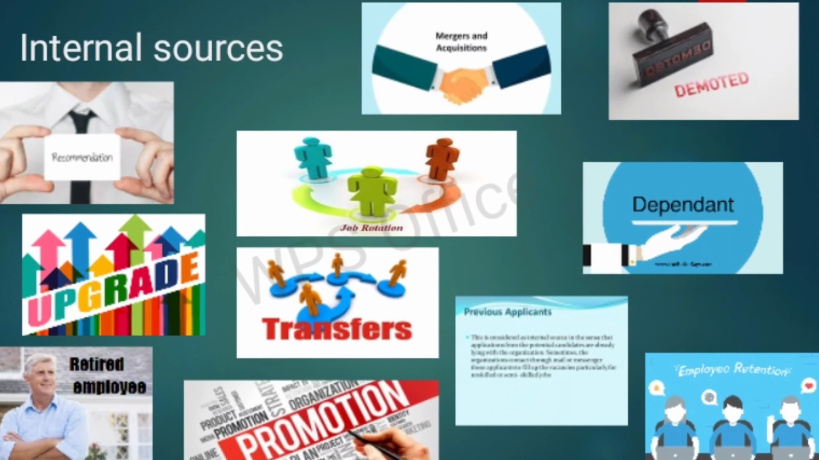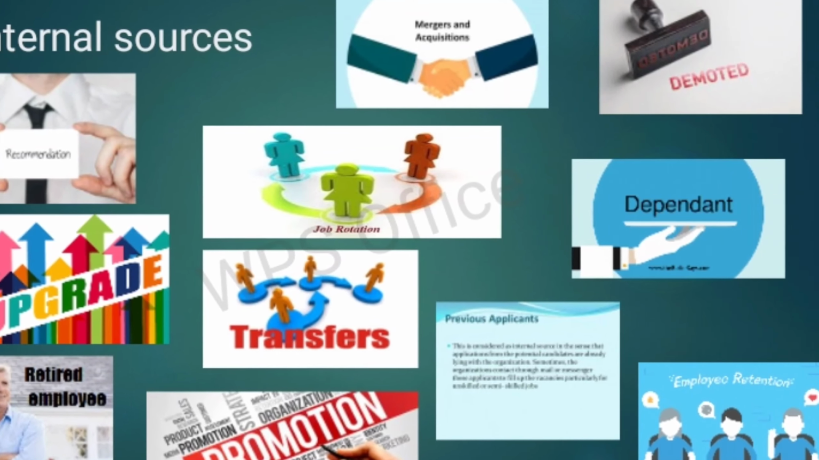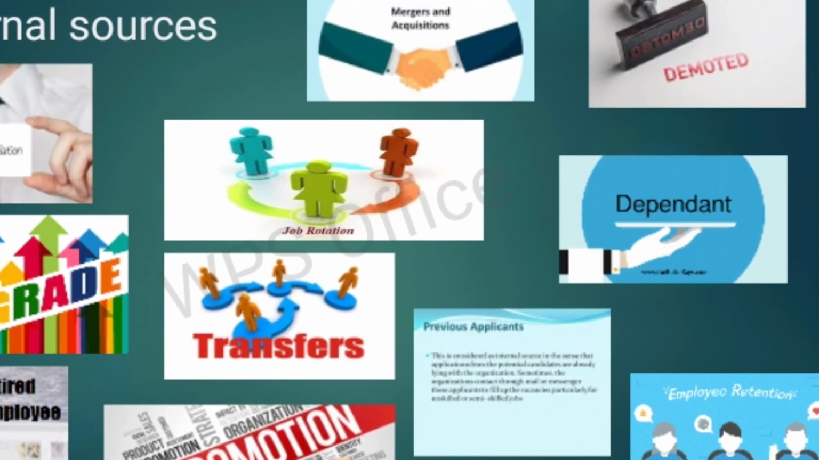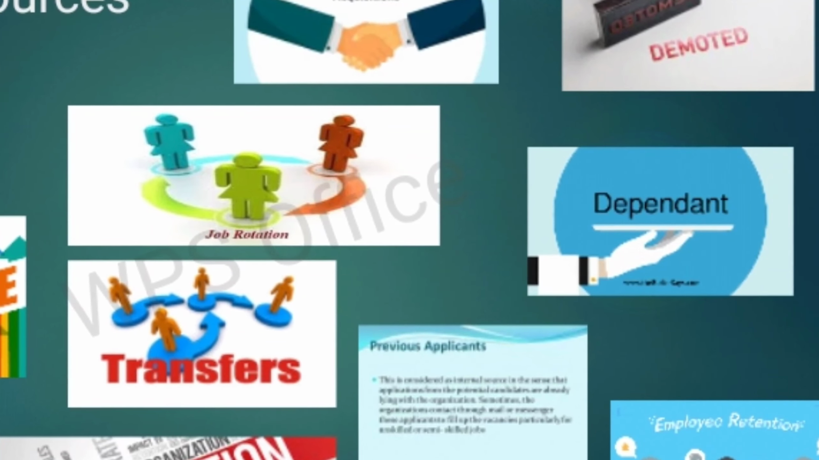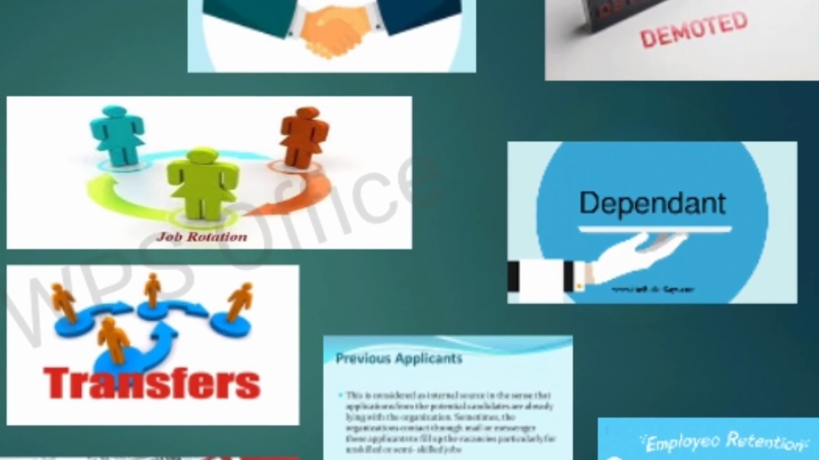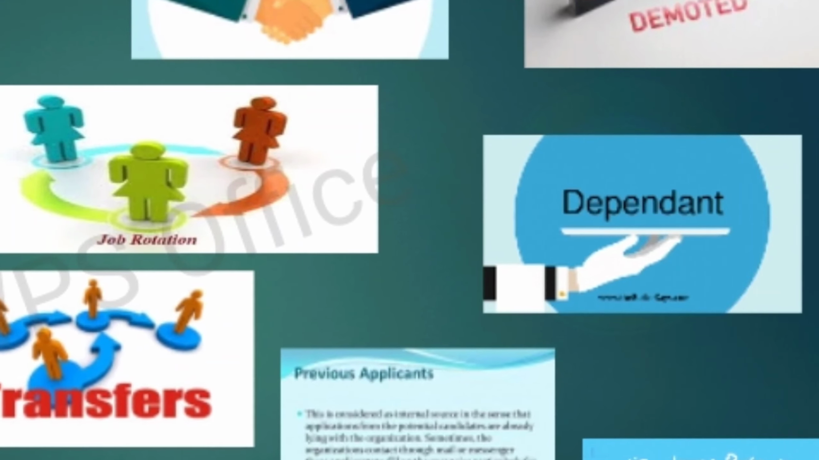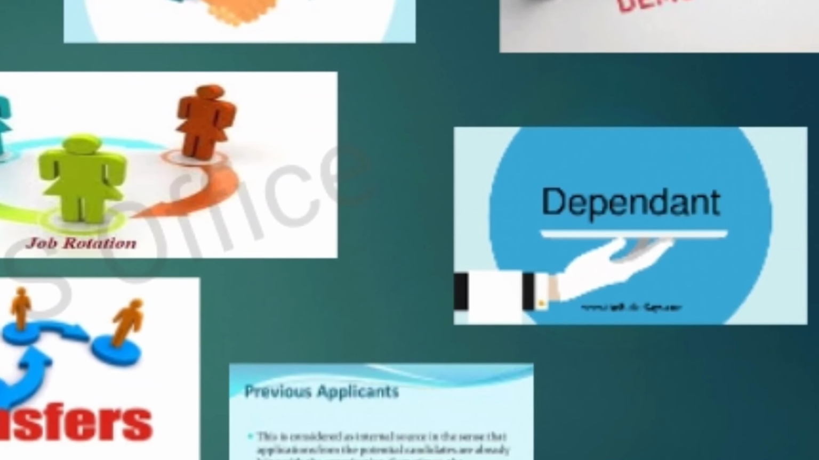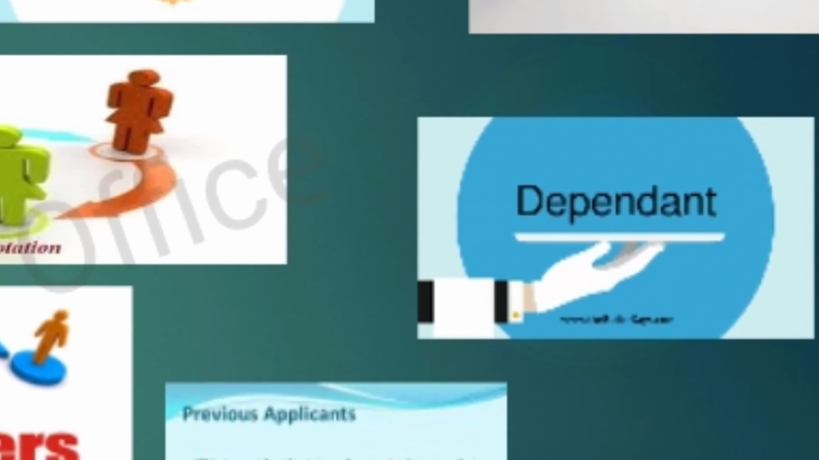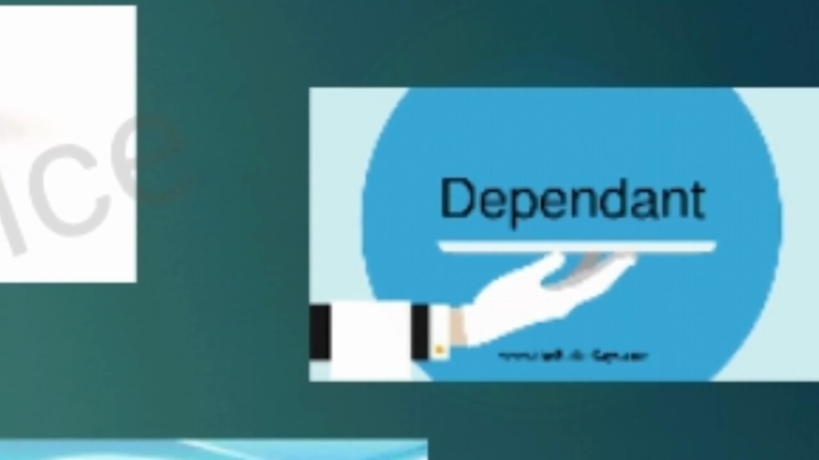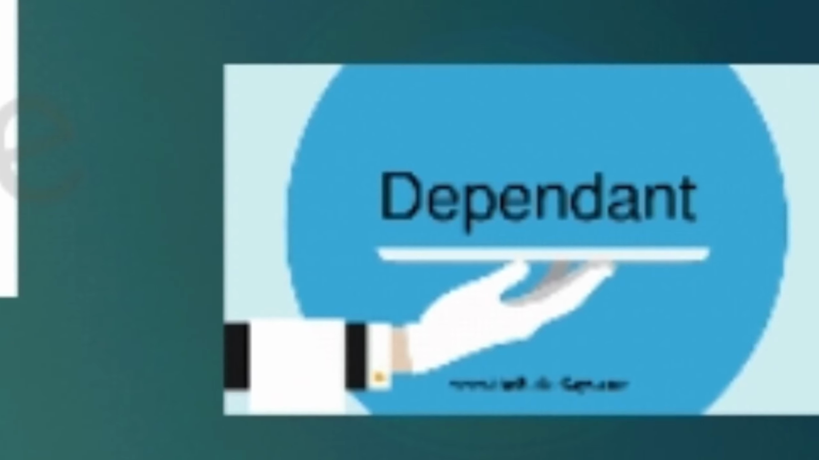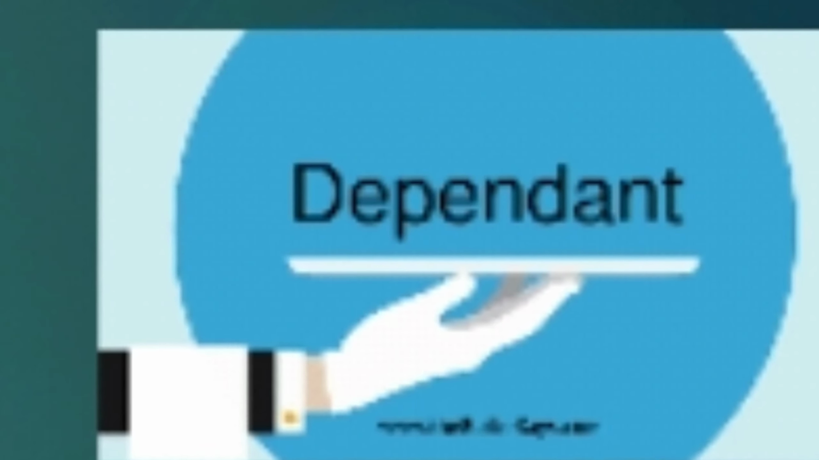Next is dependents. This is where a particular employee is deceased or dies during duty or while performing the organization's goal or function. The dependents are given a chance. So the legal heirs or the bloodline of that particular deceased employee are given a job to fill his place.